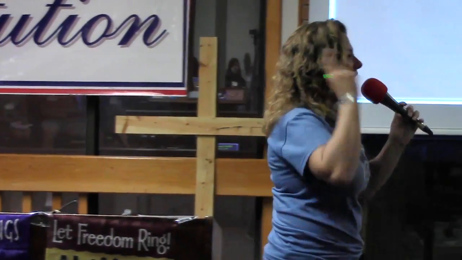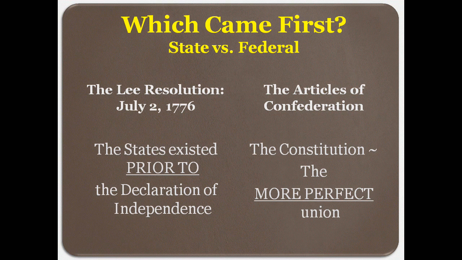The Lee Resolution was a 3-step process to being independent from Great Britain. It was brought before the Continental Congress on July 2nd, debated, voted, and ratified into law. Our states became states free from Great Britain by an act of congressional law, just as legally binding as anything that our Congress does today that is constitutional, which means our states existed prior to the Declaration of Independence. They existed prior to the Articles of Confederation.